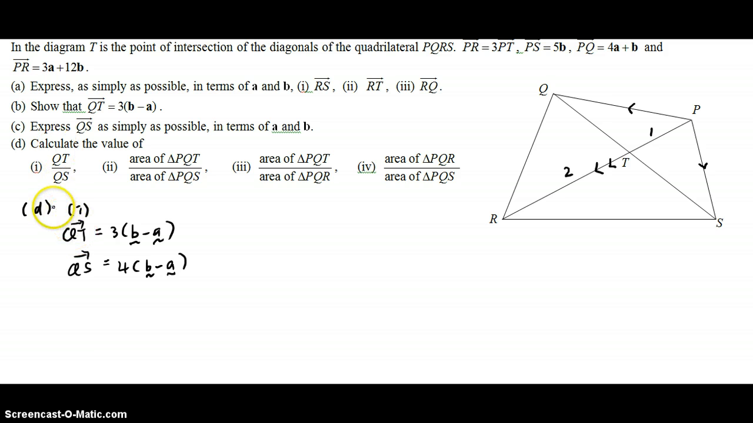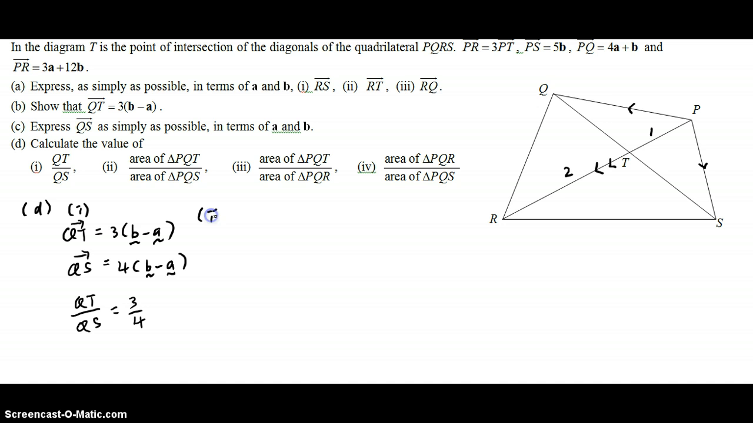Okay, from B, you know that QT is 3 bracket B minus A. And from C, you know that QS is equal to 4 bracket B minus A. So in other words, QT over QS is actually equal to 3 over 4. So just write 3 over 4. Avoid writing vectors here. That will make your working much easier.